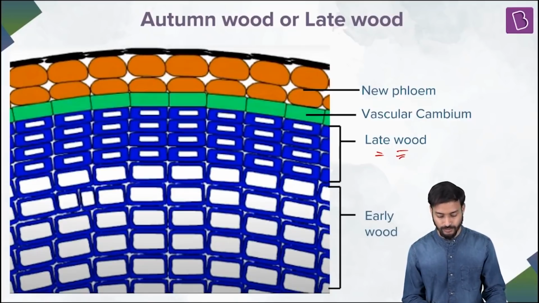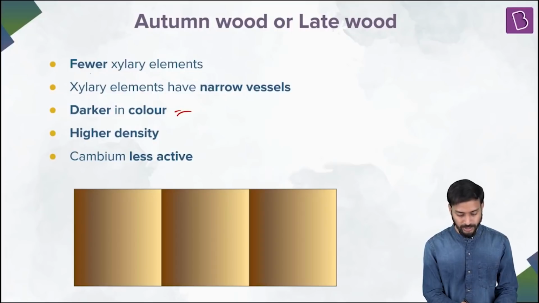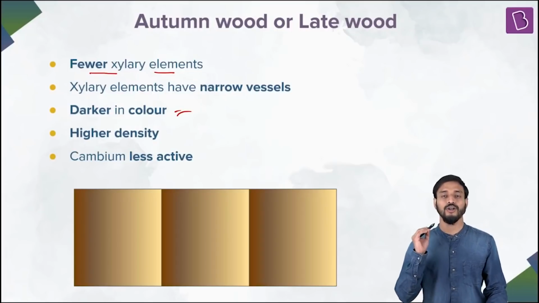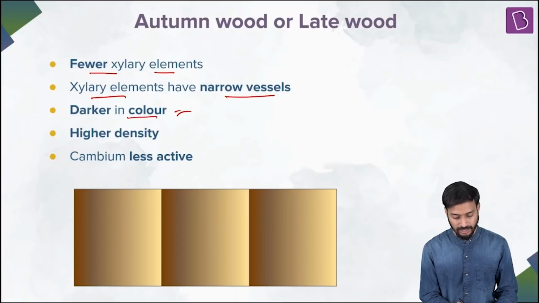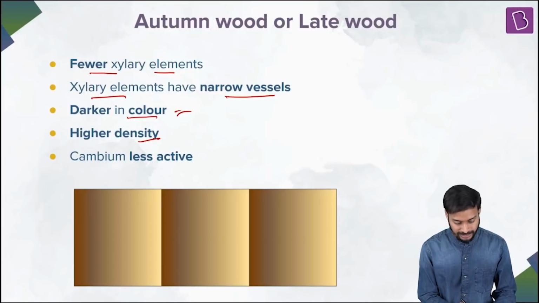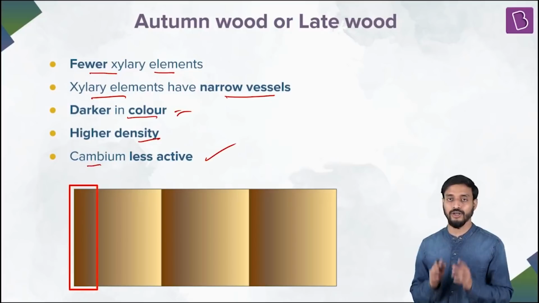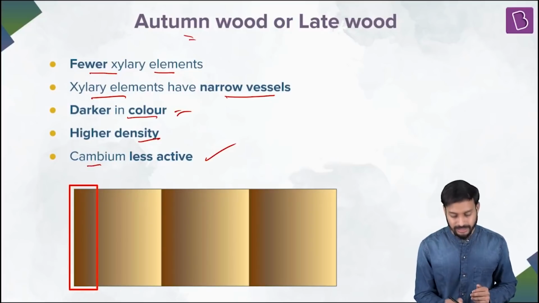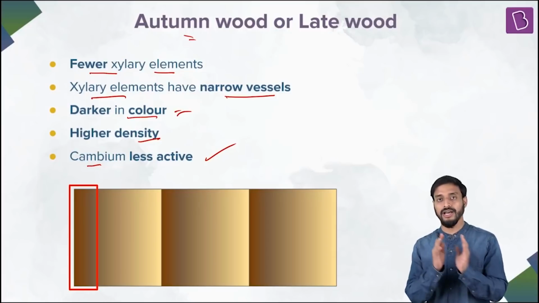See here, this is the late wood. So now, this time it is darker in color. There are fewer xylem elements, of course, because the conditions are not much favorable for growth. Xylem elements have narrow vessels, darker in color, high density. Cambium is less active, and this is basically the late wood. Fine. So got it? Early wood and the late wood.